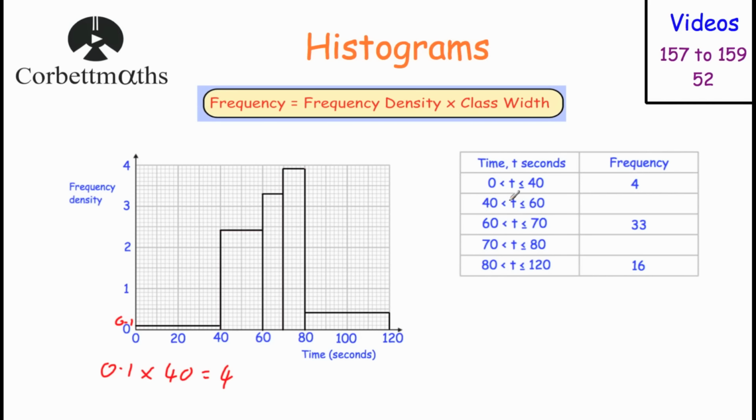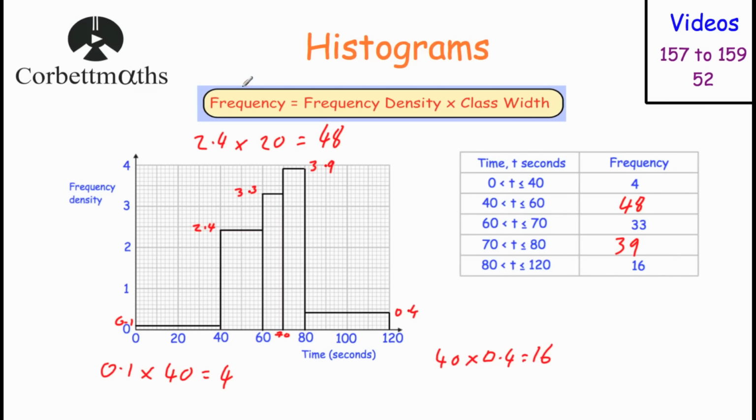Our next bar goes from 40 to 60, and its frequency density goes up to 2.4. So we're going to do 2.4 multiplied by the class width, which from 40 to 60 is 20. So 2.4 multiplied by 20 is equal to 48. So this category from 40 to 60 has a frequency of 48. There were 48 people. Then our next category from 70 to 80, the class width is 10. Its frequency density goes up to 3.9. So we're going to do 3.9 times 10, which is 39. So it would have a frequency of 39.